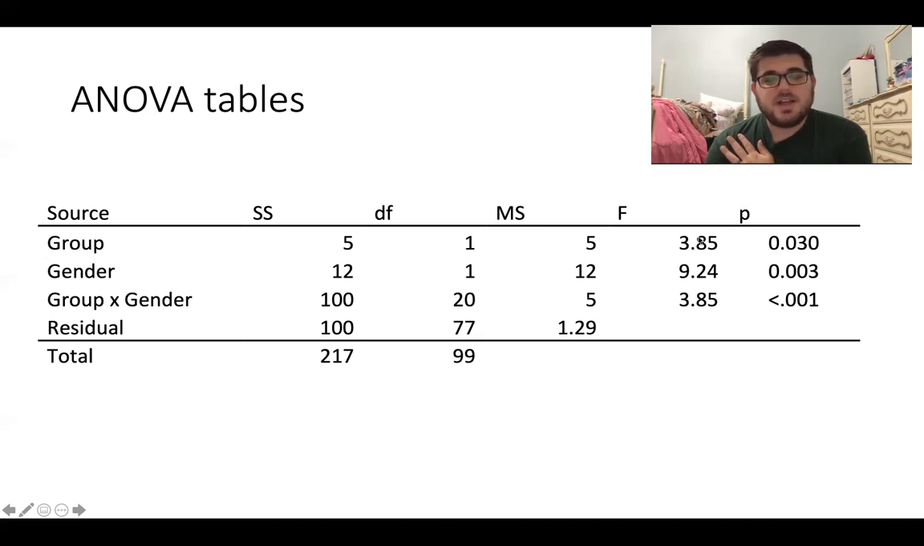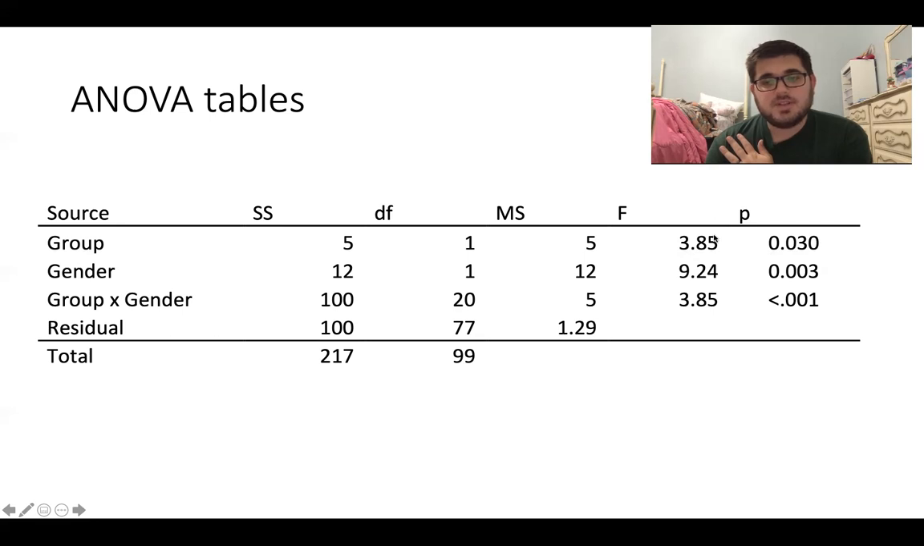For this source of variation, how much bigger is it than the leftovers? And this is the mean squared. So it's like the average leftovers or the average deviations due to group, the average deviations due to gender. You divide each source of variation, the main effect group, the main effect gender, the interaction, the group by gender interaction, divide each of those by the residual, and that gives you a measure of how many times bigger than the residual each of these numbers is. 5 is 3.85 times bigger than 1.29. 12 is 9.24 times bigger than 1.29. 5 is, again, almost 4 times bigger than 1.29. These F values represent how much bigger each source of variation is compared to the leftovers.